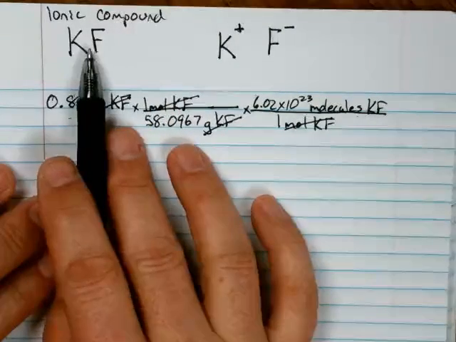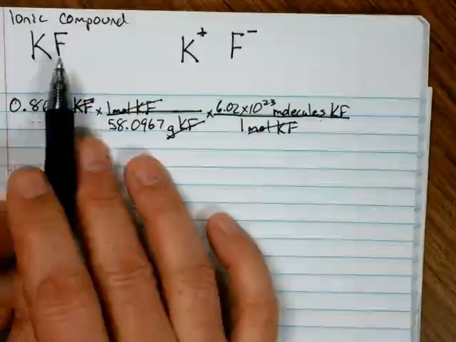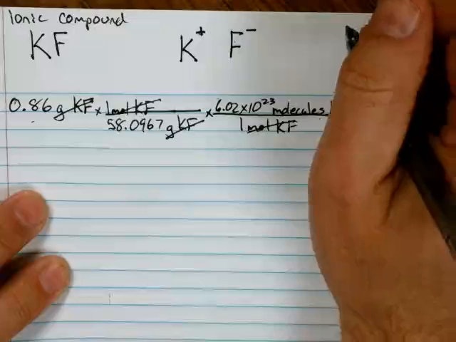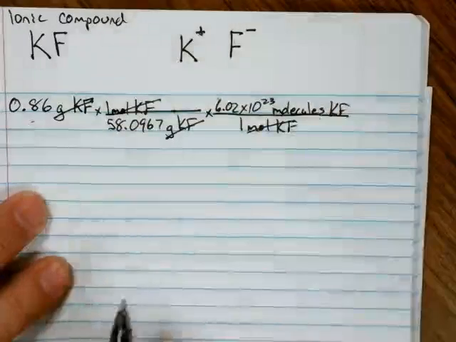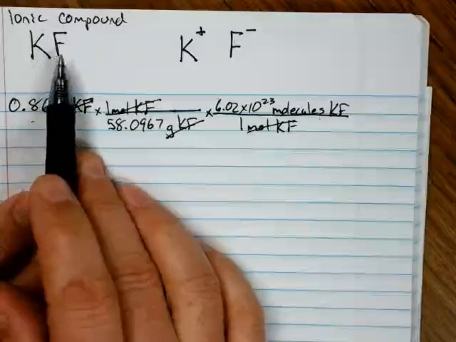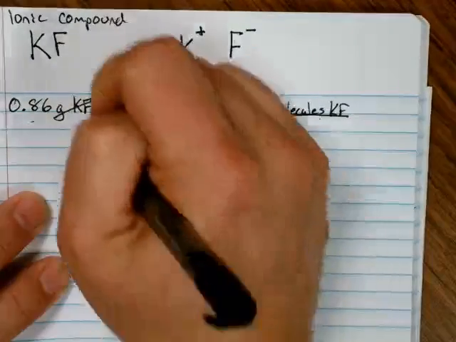How many ions do you see in this ionic compound? There's 2 ions. So how do you tell that? Because there's 2 letters. Okay, so if it said KF2, that would be 3.